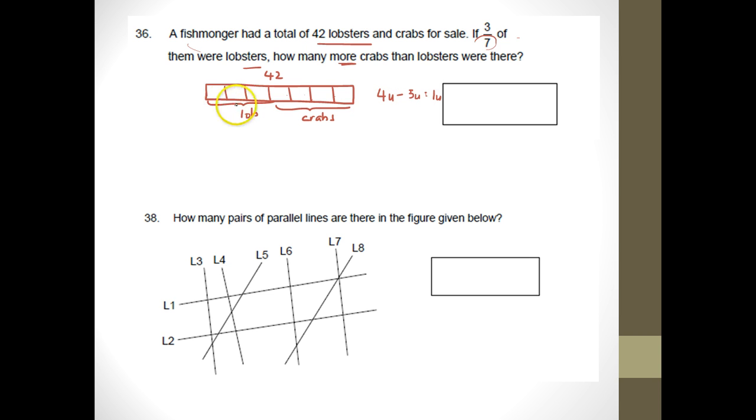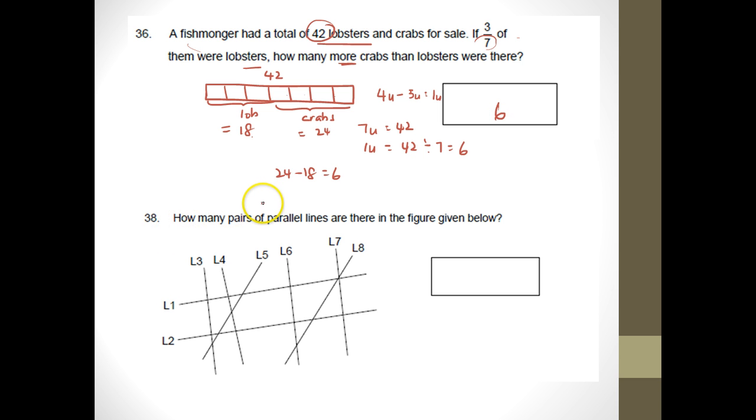So let's look at 3/7 of them were lobsters. So there are total 42 lobsters and crab. So 7 unit is 42. 1 unit will be 42 divided by 7, which is 6. Alternatively, what I can do is I can find the lobsters. 1 unit is 6, so 3 unit will be 18. The crab, 1 unit is 6, 4 unit is 24. 24 minus 18, my answer will also be 6.